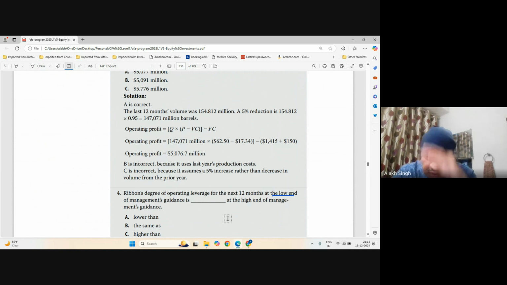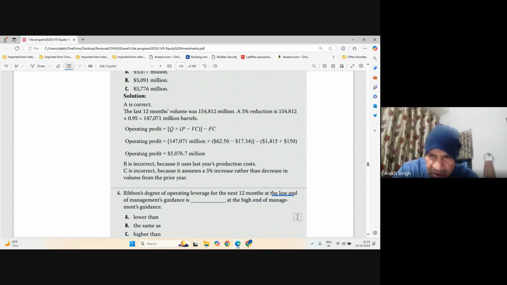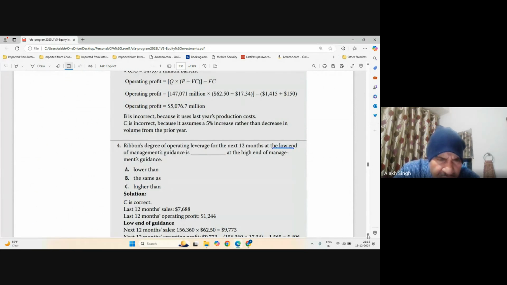Do we need to calculate or can we simply make a guess? The degree of operating leverage, okay, we can calculate also. But since it is the low end, at low end it will be lower, because at the low end then profit will be lower. So let's see. It should be lower. C is correct. Higher than, okay. So I was wrong actually.